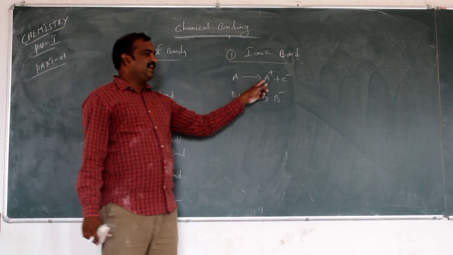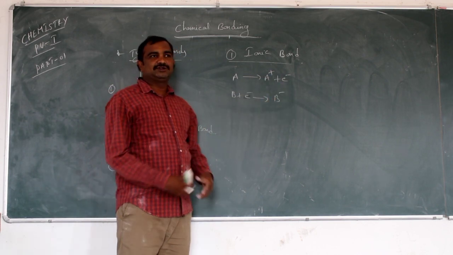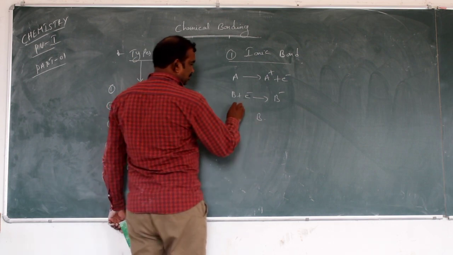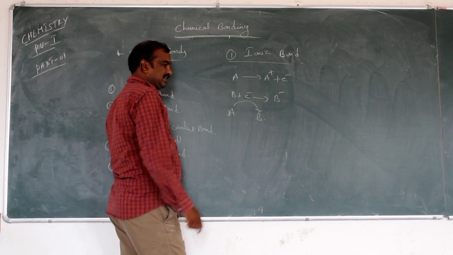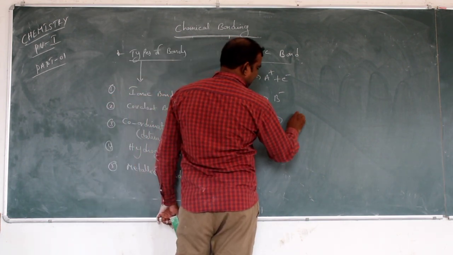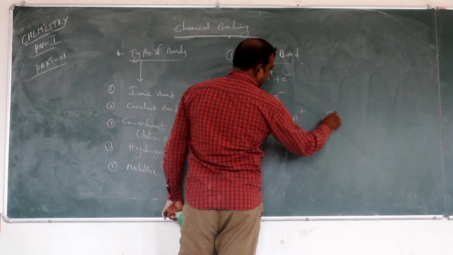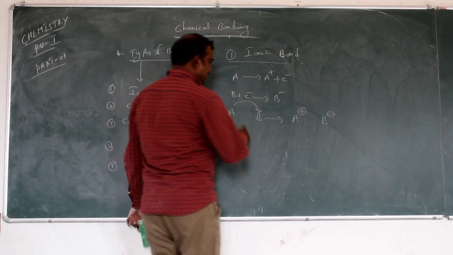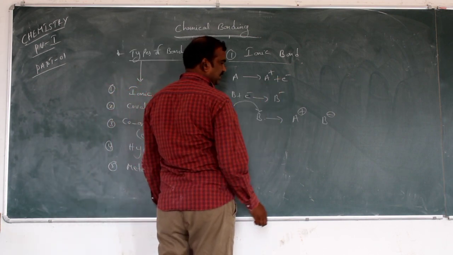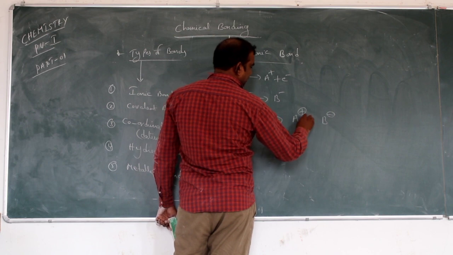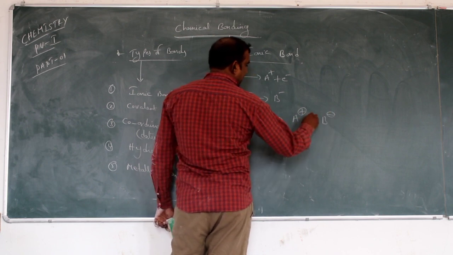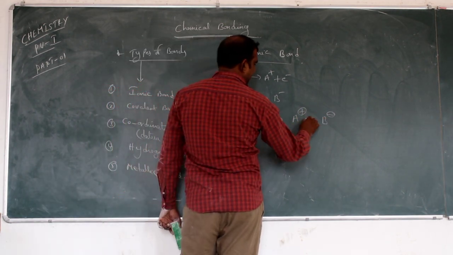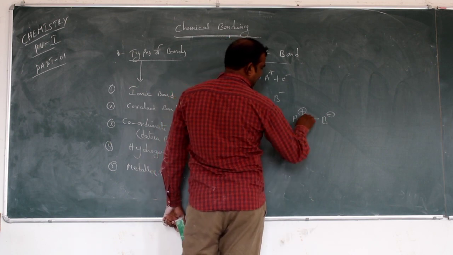So now here, A is losing an electron and B is gaining an electron. If you write A and B, A is losing an electron to B. A becomes plus and B becomes minus. Due to that, an electrostatic force of attraction will occur here. Then a bond is formed. This bond is called an ionic bond.